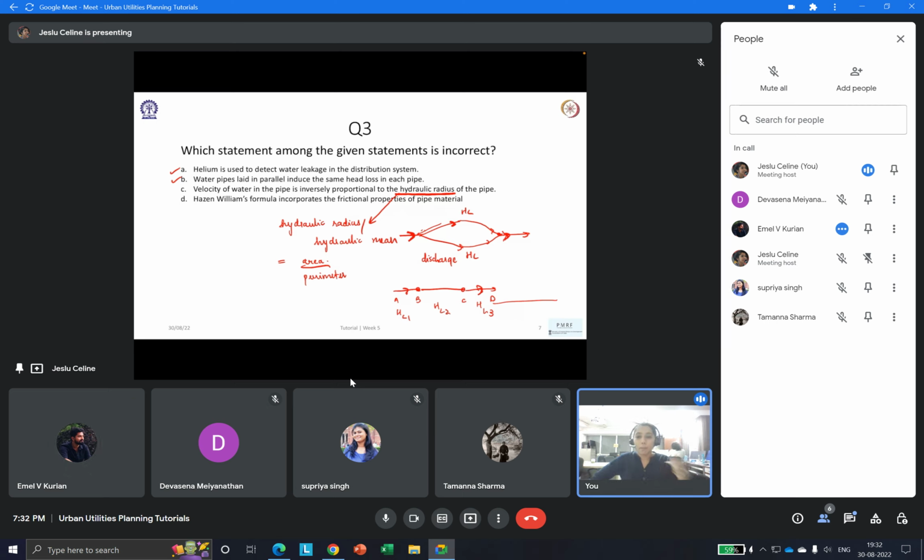It is easy. But now, in this question, you've been asked to find the relationship between the velocity of water in the pipe and the hydraulic radius of the pipe. If you recollect, we learned about Manning's formula in order to design the velocity. So I'm writing Manning's formula, which is V equal to 1 by n into R raised to 2 by 3 into S raised to 1 by 2. This is the formula, where V is the velocity and n is our Manning's roughness coefficient.